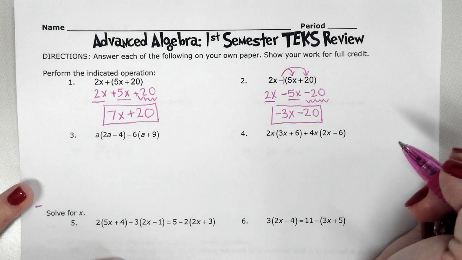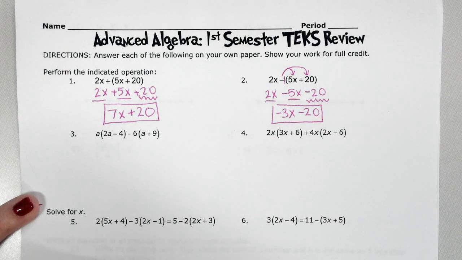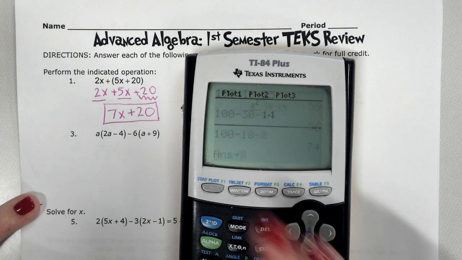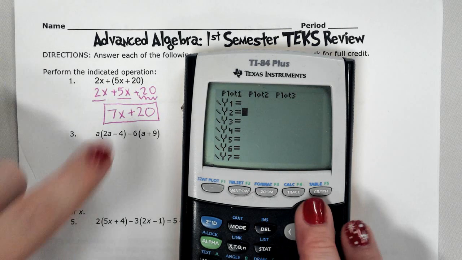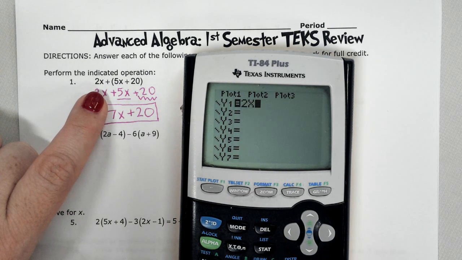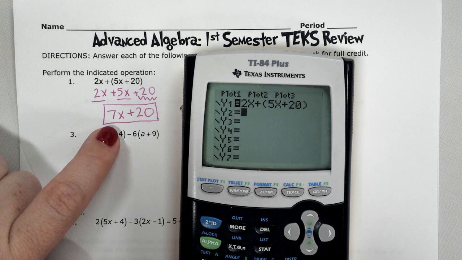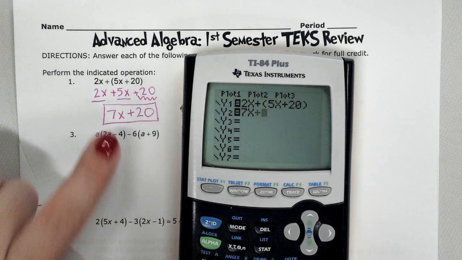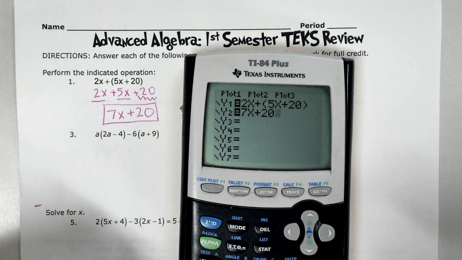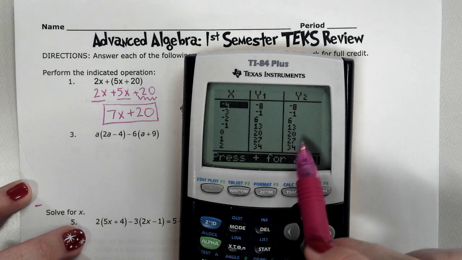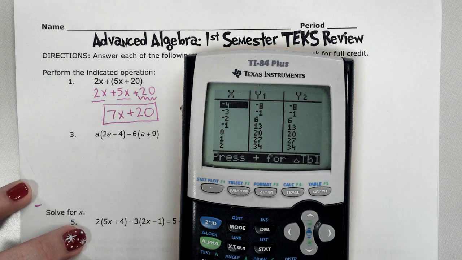Okay, now all of these can be checked in your calculator. You can literally come to your y equals, type what was given to you in y1, so 2x plus, just like you see it, parentheses 5x plus 20, and what you came up with in y2, 7x plus 20. Okay, and then you'll go to your table, and all of y1 and y2 should match. Everything matches, so that is my solution.